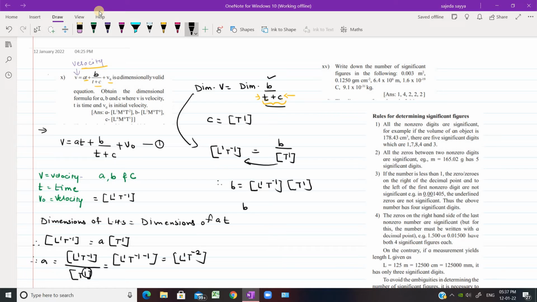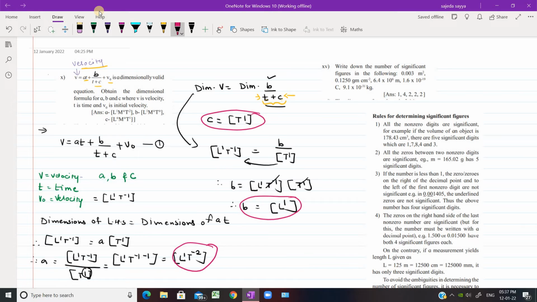Therefore, dimensions of b will be L1, this t raised to minus 1, t raised to plus 1 get cancelled, so it is L1. So, these are the dimensions of C. Here it is B, and we have already done A. So, this is example number 10.